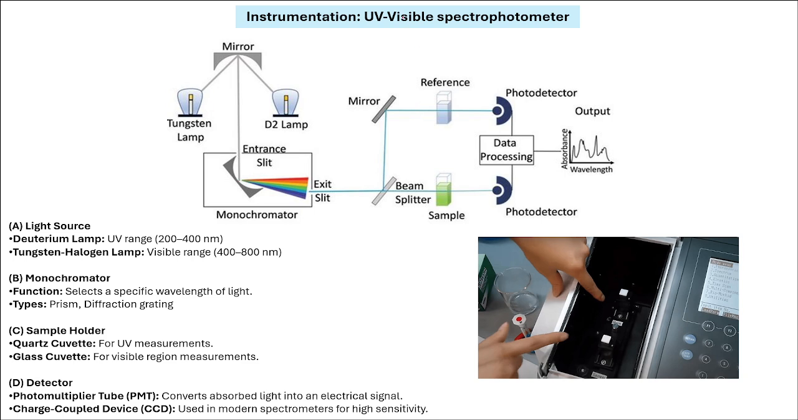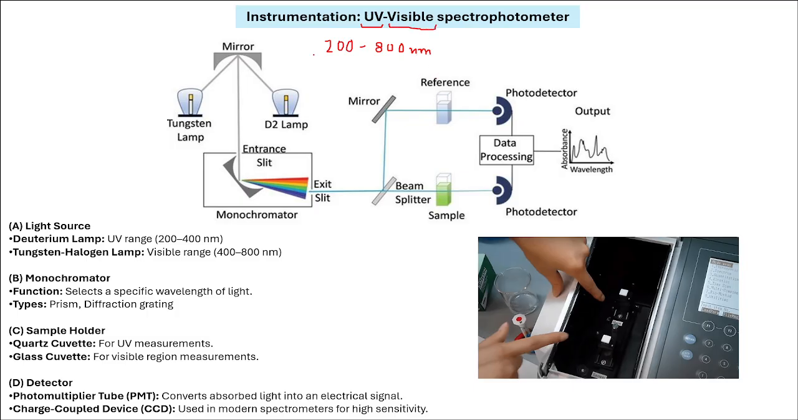Okay, so this is the instrumentation. Now, if you remember, we were talking about 200 to 800 nanometer, right? We are dealing in this particular range, from 200 nanometer to 800 nanometer. In this case, if you see, there are two sections of the electromagnetic spectrum, UV and visible.